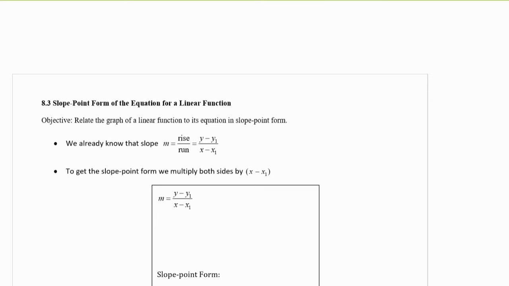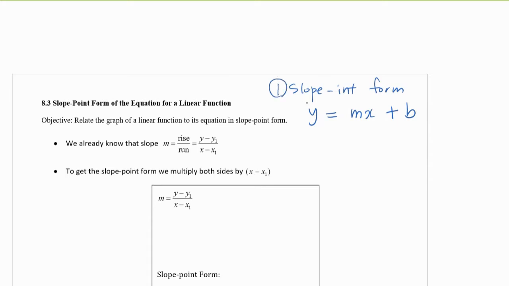So last class we learned slope-intercept form of linear equation. So what was the slope-intercept form? It is y equals mx plus b. So what is m, everyone? It is the slope, and b is the y-intercept. So this is the first form, slope-intercept form.